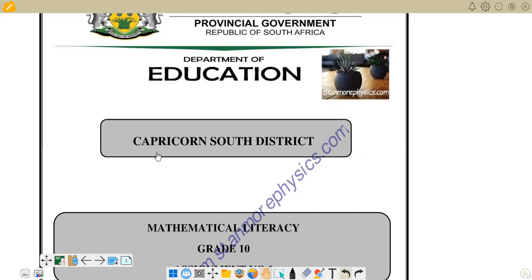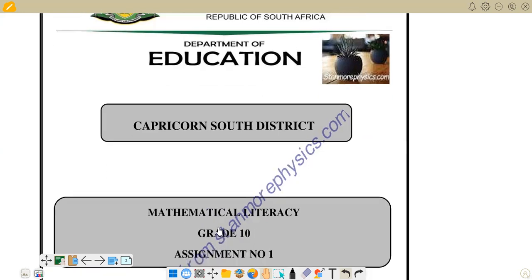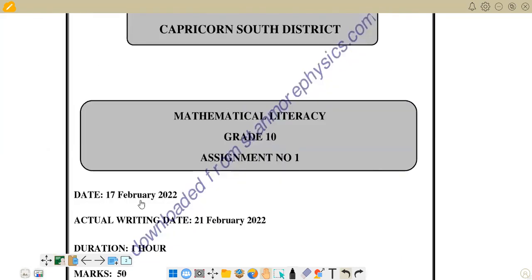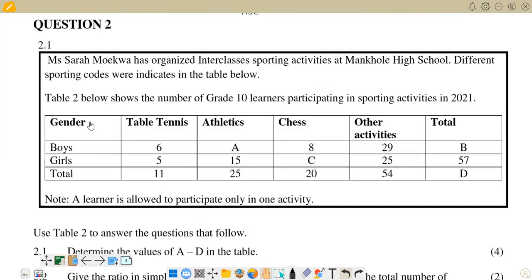We are still working on the assignment from Capricorn South District. This is the paper of Mathematical Literacy Grade 10, and this was assignment number 1 for February 2022. So we are going to go through question 2 today. This is the question that we want to look at.